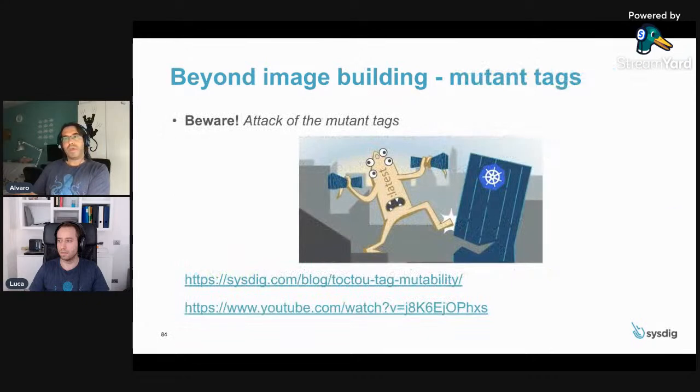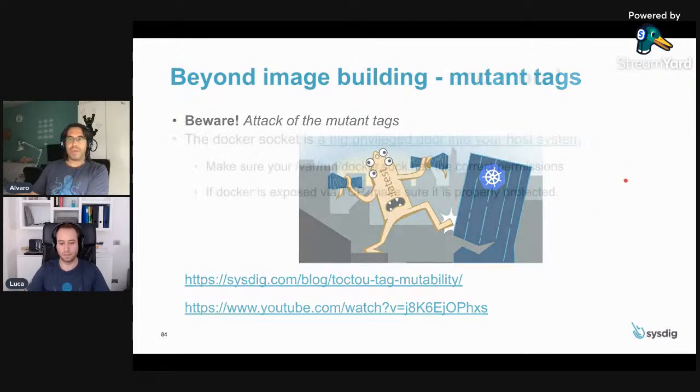Okay, and it might sound like a low budget movie, but mutant tags are a real issue. What are mutant tags about? Well, the image pointed to by the latest tag today might be a totally different image tomorrow, because the tag latest, or any tag, can mutate. You can read more about this in our blog post, Attack of the Mutant Tags, or why tag mutability is a real security threat, also available as a talk in Virtual React 2020.